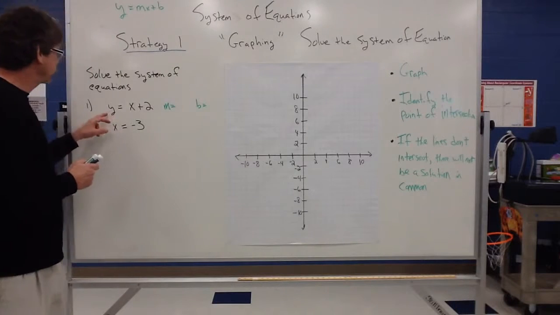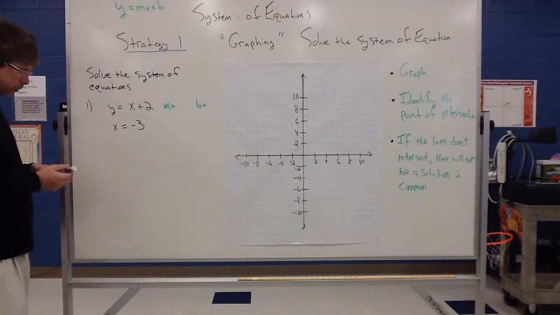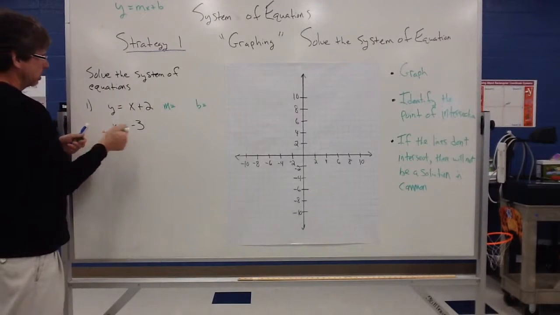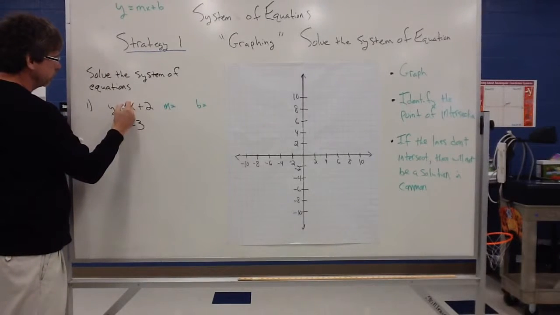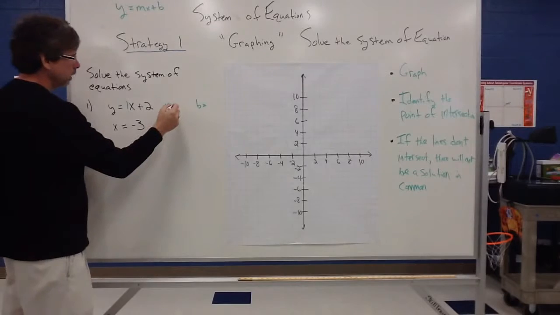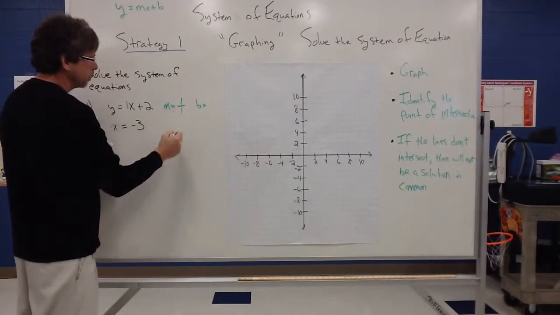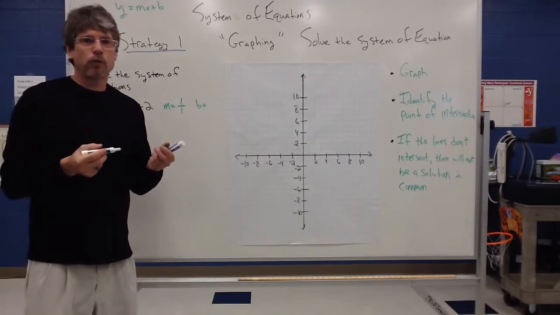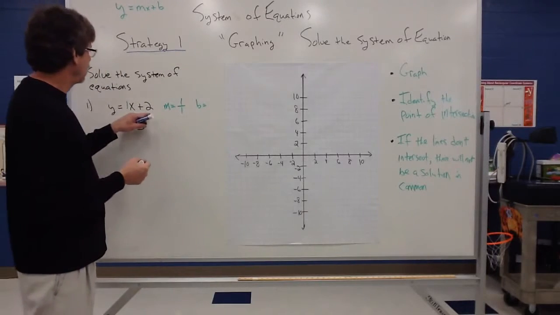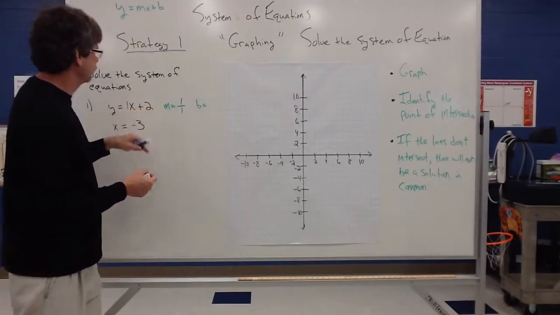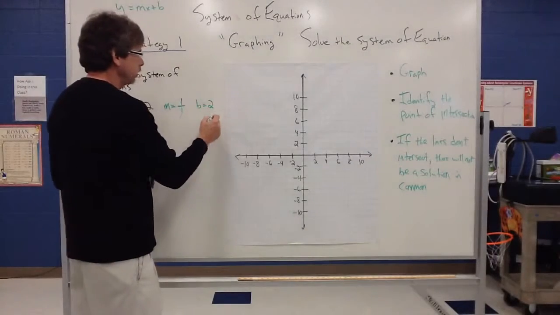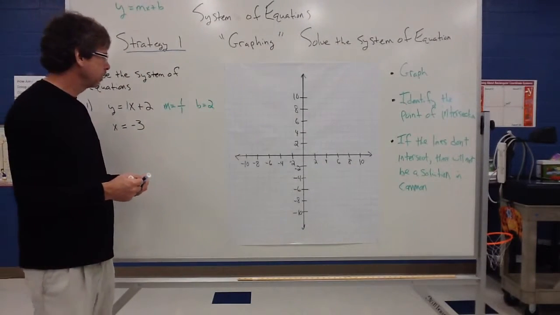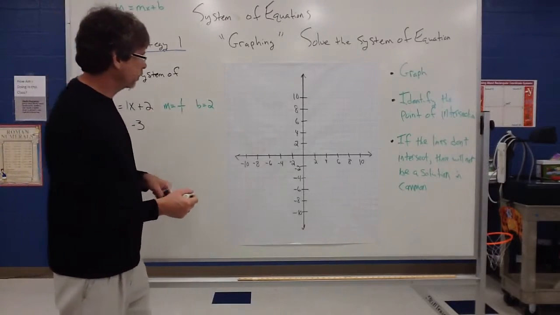So let's look at this first equation, y equals x plus 2. Remember, the slope is the coefficient of x. We recognize that the slope is 1 in this problem. Remember, slope is rise over run, so it's a good idea to write that as a ratio. We can write that as 1 over 1. And our b in this problem is 2. Remember, the b is where it crosses the y-axis, so that's our y-intercept. We can use this information to graph the first line.